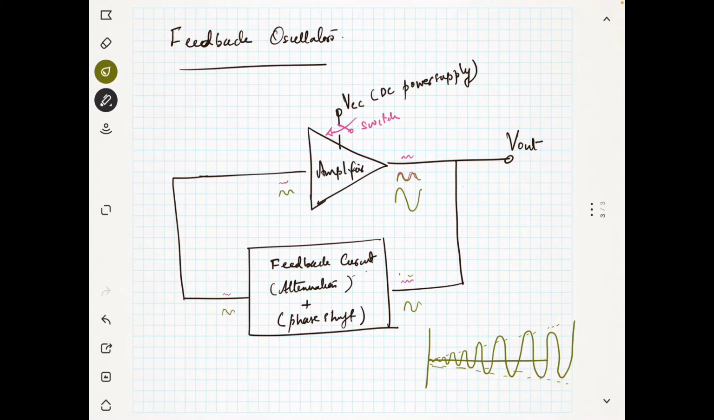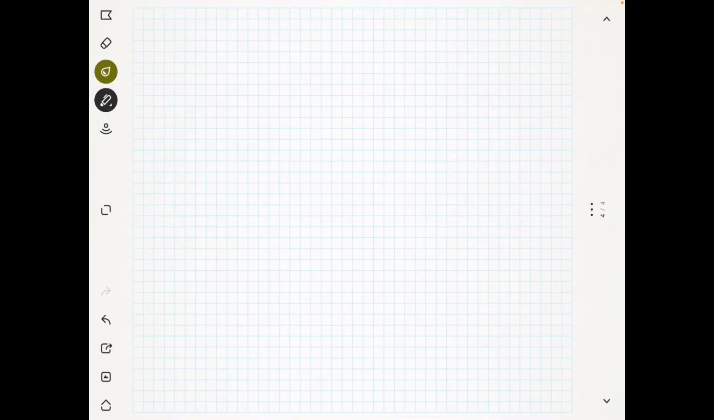But there is a problem here. What should be the total phase shift of the system? Now we are going to discuss the total phase shift of the system. Suppose we are using a non-inverting amplifier in an oscillator. What is the situation then? That's what we are going to discuss.